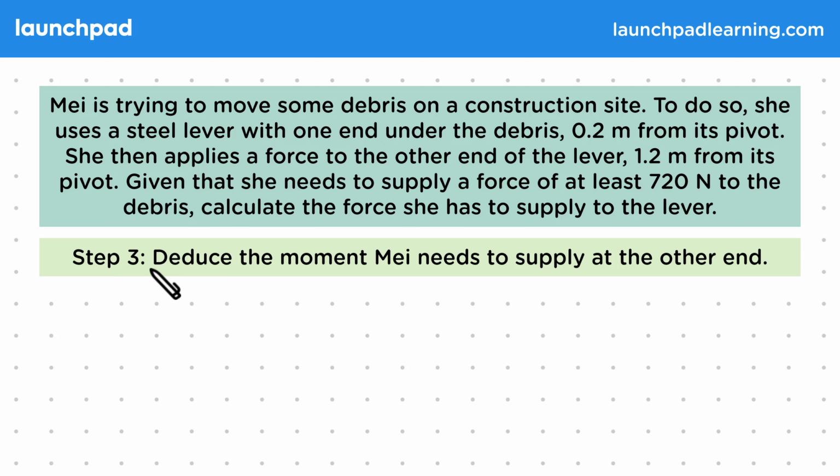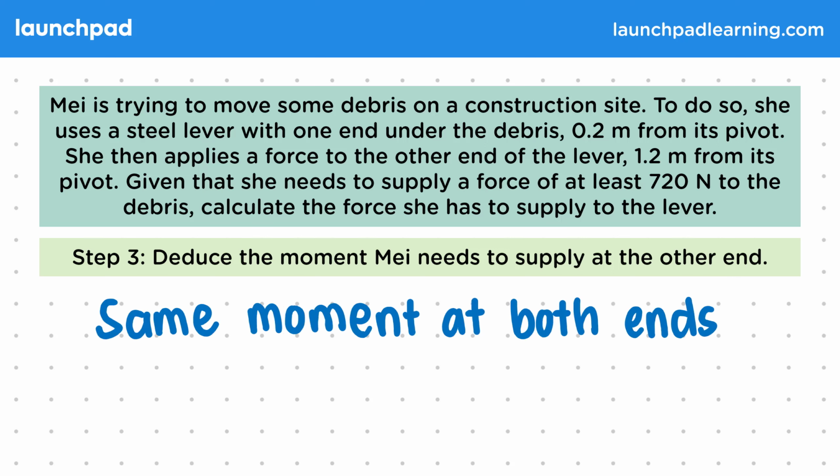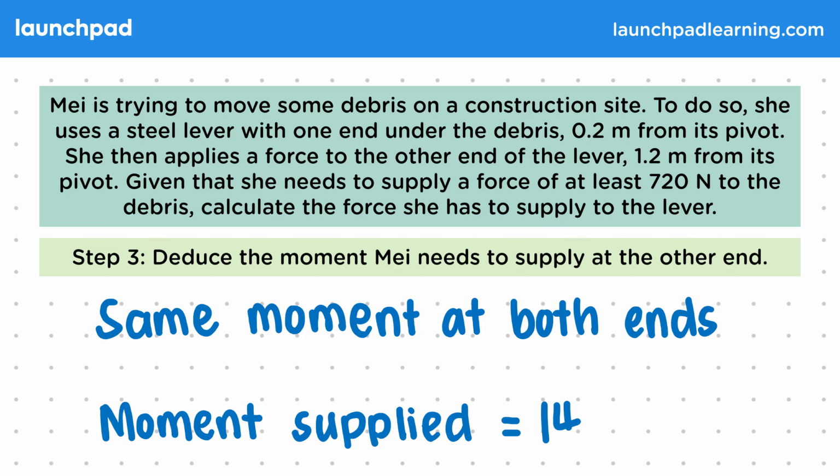For step 3, we need to deduce the moment May needs to supply at the other end. So we know that the moment is the same at both ends. So the moment supplied is the same as we've just calculated, and that's 144 newton meters.